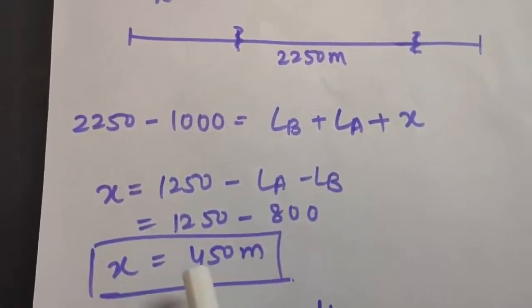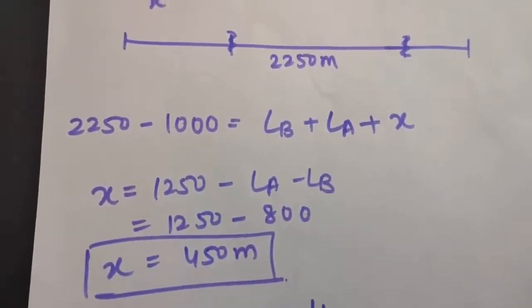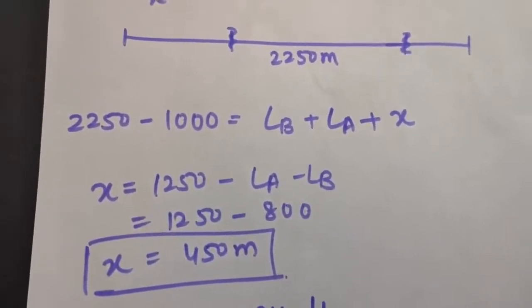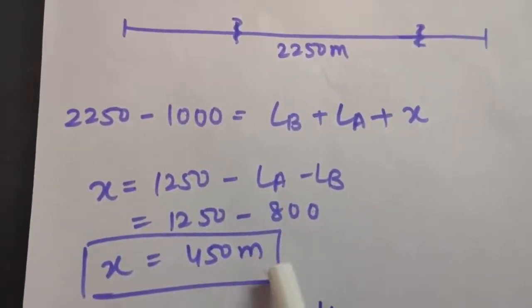So X will come to be 450 meters. That means this is the initial distance between the trains. And in your NCERT, the answer is given wrong. This is the correct answer, so you have to use this answer.